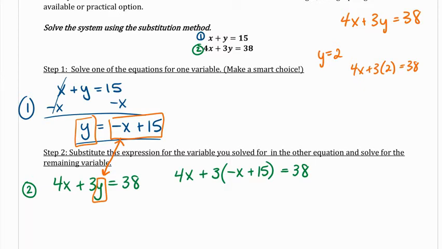I can distribute that 3, right? So we get 4x. What's 3 times negative x? Negative 3x. And then 3 times positive 15: positive 45.